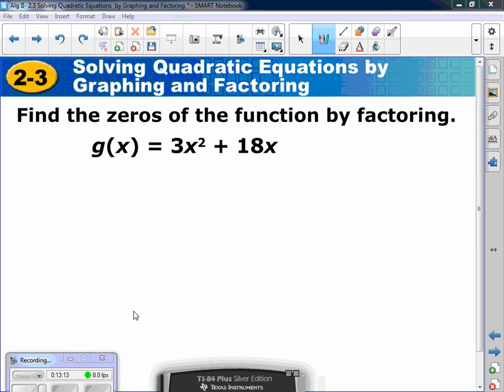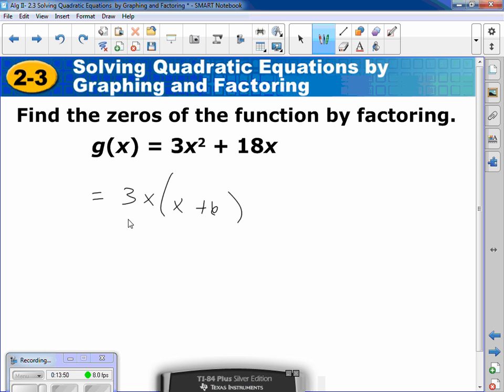Find the zeros for this one. Not graph, just find the zeros. What's the first thing you should probably try to look at? Okay, before, is it special? What should I look at? Is there anything in common? What do they have in common? They have a 3, and they also have an x. If I factor out a 3 and an x, what am I left with here? 1x. What do I get here? 6.